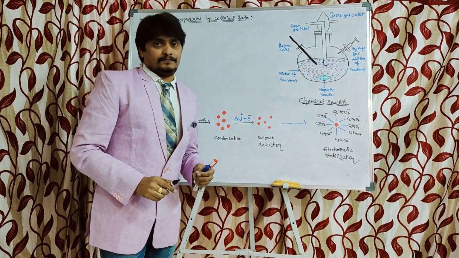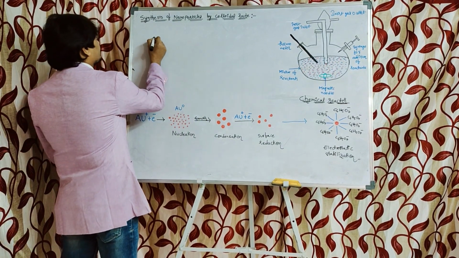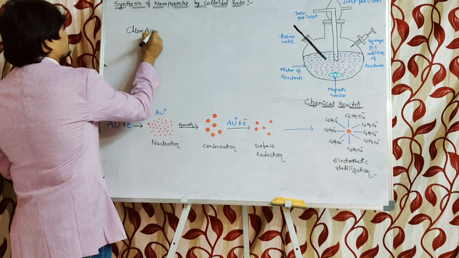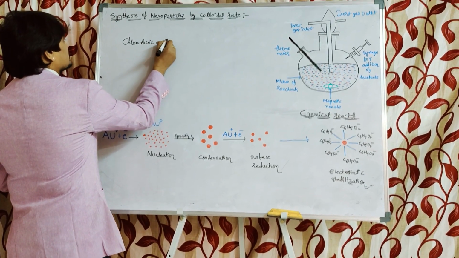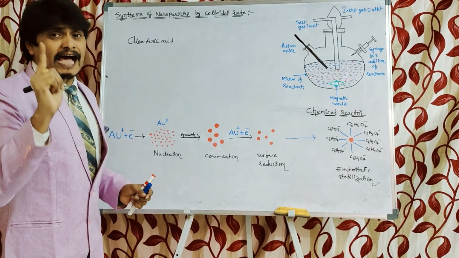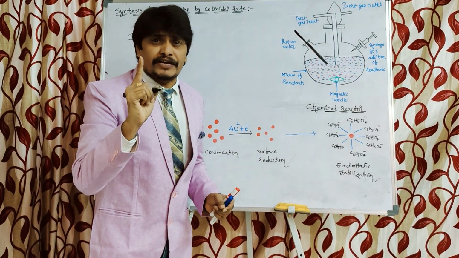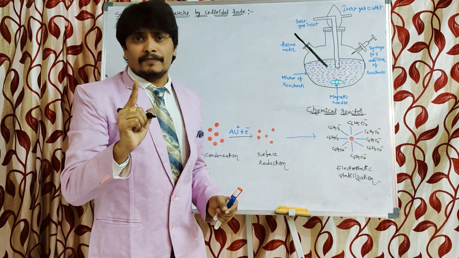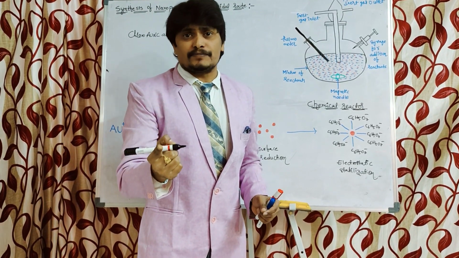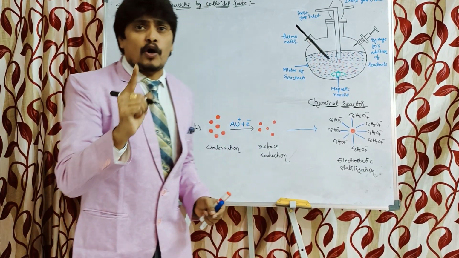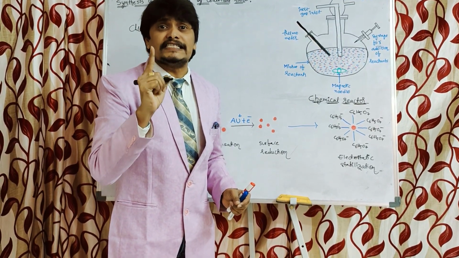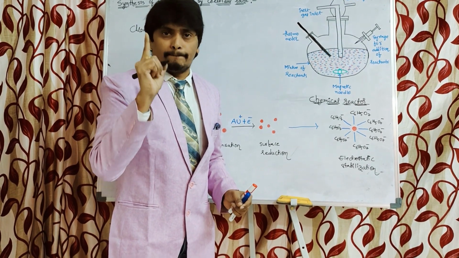chloroauric acid. So this is one of the reactants required, students, and this is the most appropriate precursor. Precursor means the reactant, the one which will be converted into another substance, right? This is the most appropriate precursor for the synthesis of highly stable nano gold.